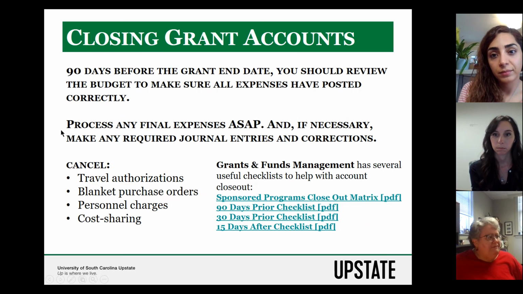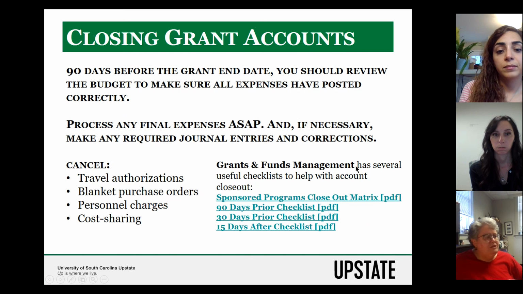So you want to process any final expenses as soon as possible. Make any changes that need to be corrected. If you happen to have any outstanding travel authorizations, blanket purchase orders, any cost share, any of that kind of stuff, we want to go ahead and think about canceling those at this point, moving people back to other departments if they've been charging part of their salary to the grant.